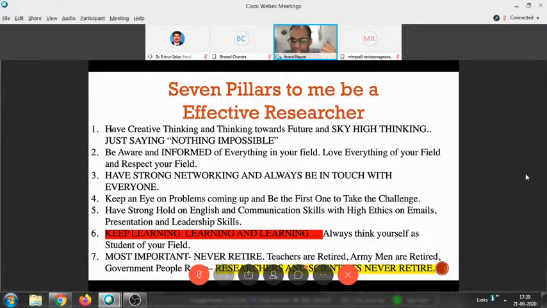So the next thing, have strong hold on English and communication skills. This is very important, everybody, because sometimes when I get the paper to evaluate, let me tell you, 70% papers are rejected because of the bad English and bad grammar. One line is there and the second line is not going for a good readability flow. I will be showing you all these tips and tricks.